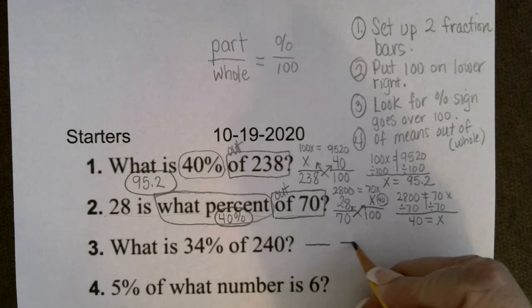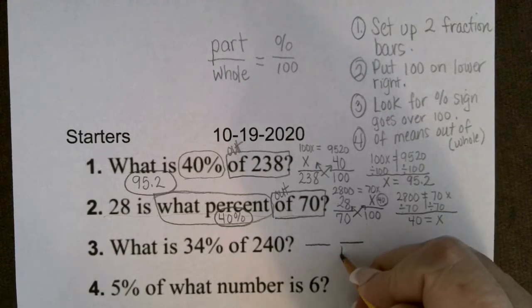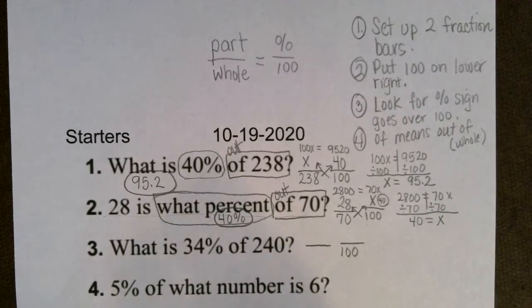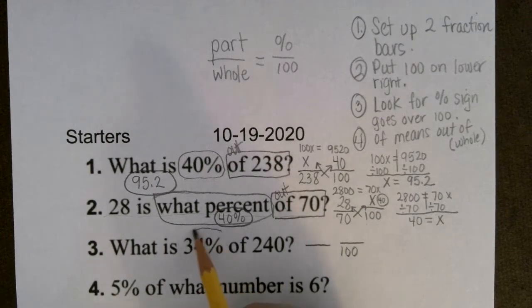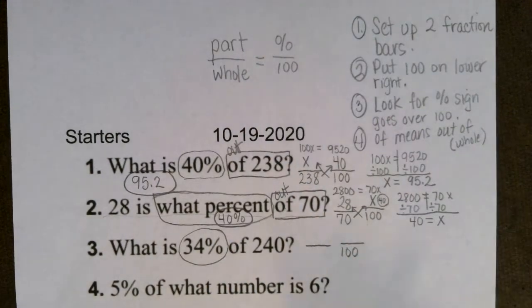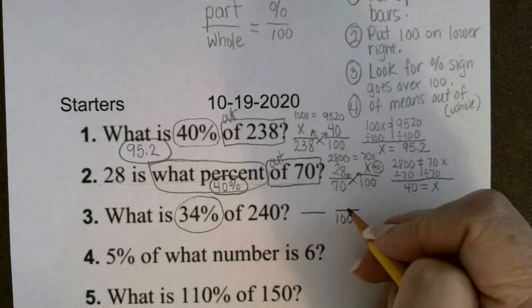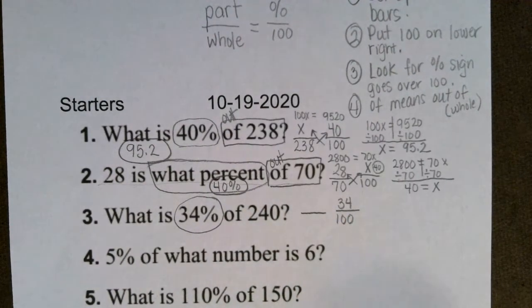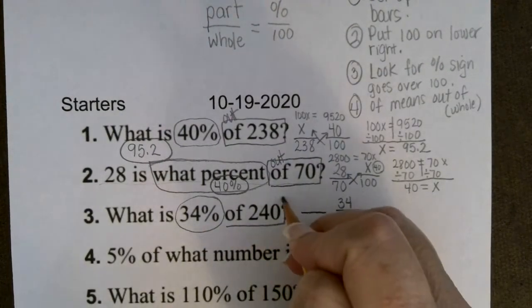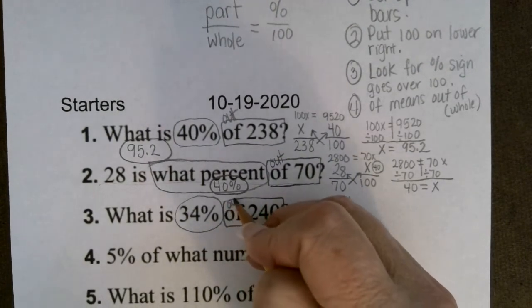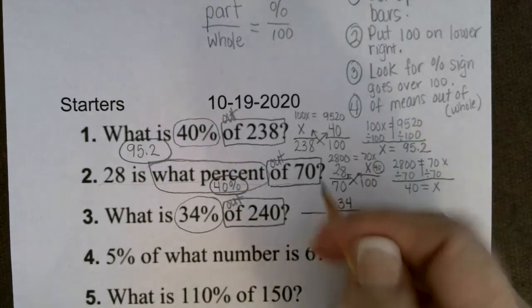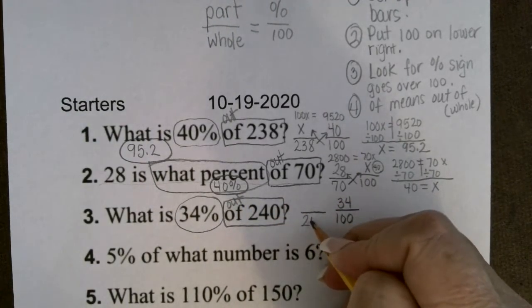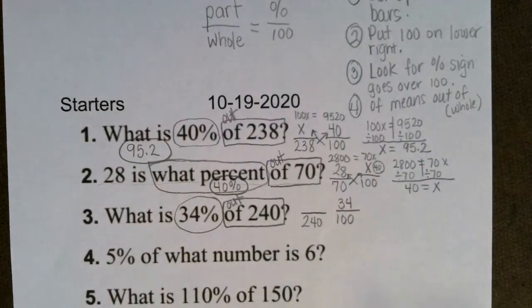I set my problem up. I put my 100 here. I look for my percent sign. In this case, it's 34%. So I put that over 100 because 34 over 100 equals 34%. I look for that "of," which means "out of." Out of tells you the whole thing. That means I have 240. And I'm looking for the part.